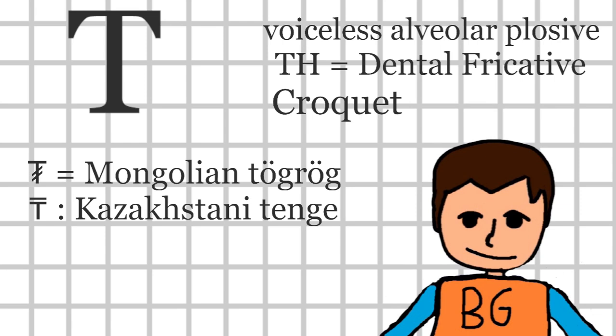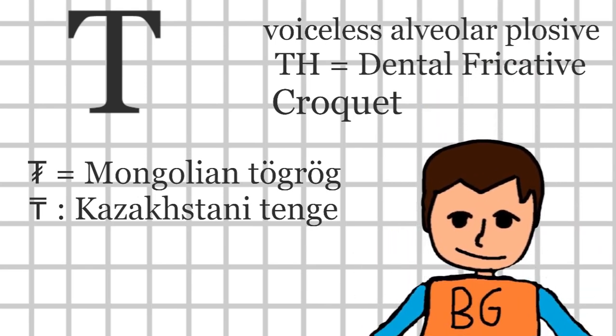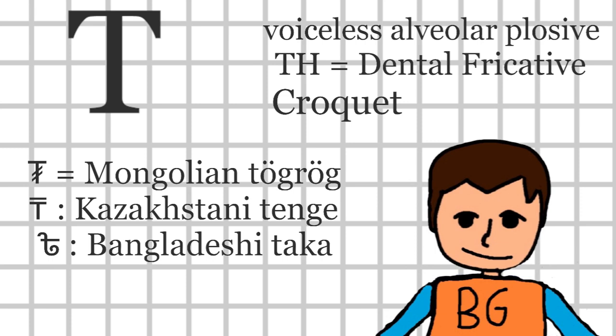In fact, Mongolian also uses a little theta form that looks like this, but I think that makes a different sound. I'm not quite sure, but this doesn't matter. Anyway, let's see the next one, which is the Bangladeshi Taka.